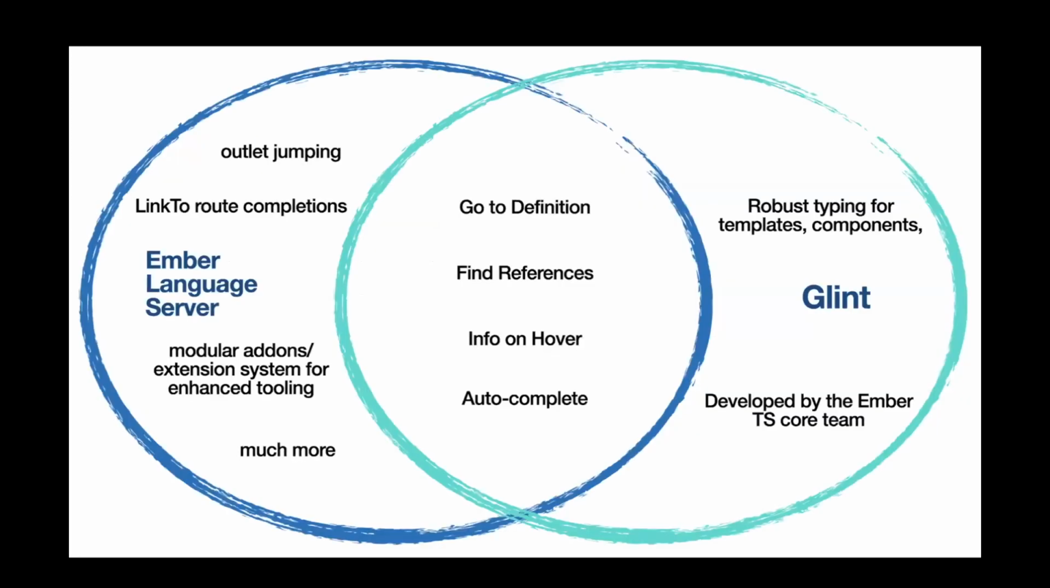So you have these two things, Ember Language Server and Glint, and they both have a center overlapping region where you can do things like go to definition, find references, and hover and get some additional information.